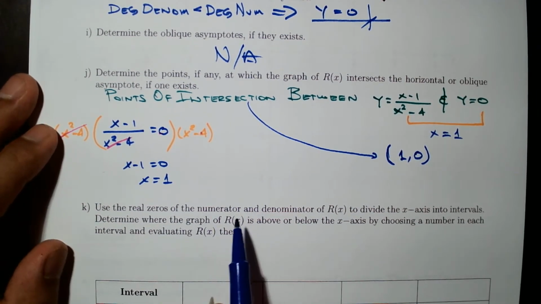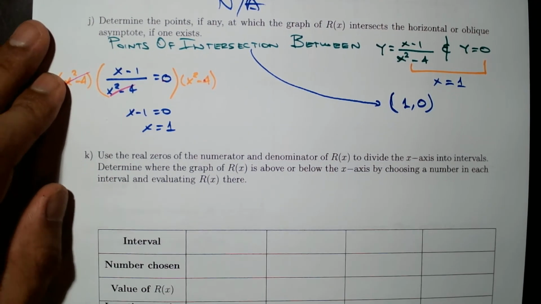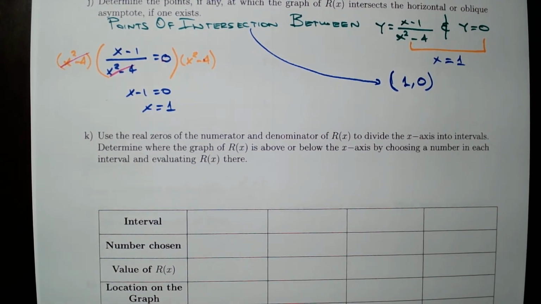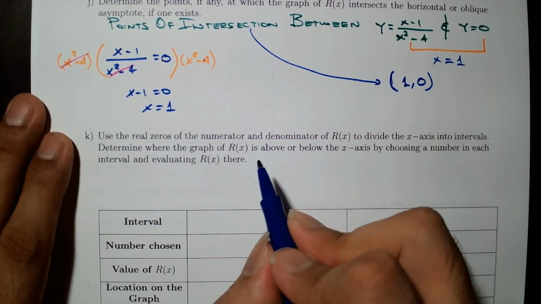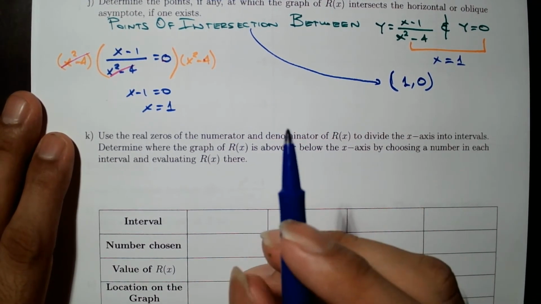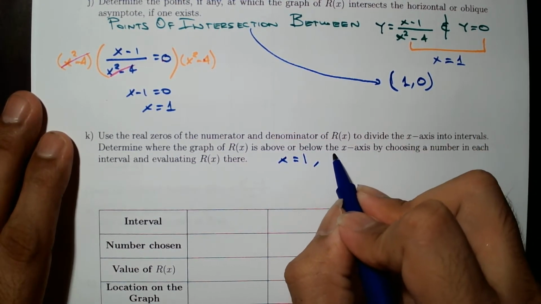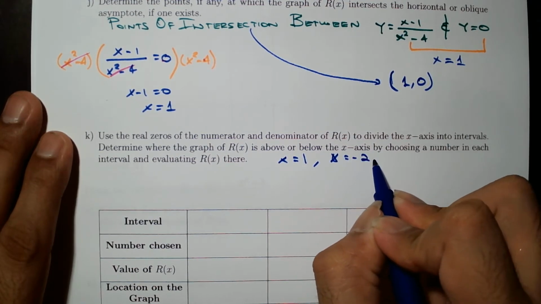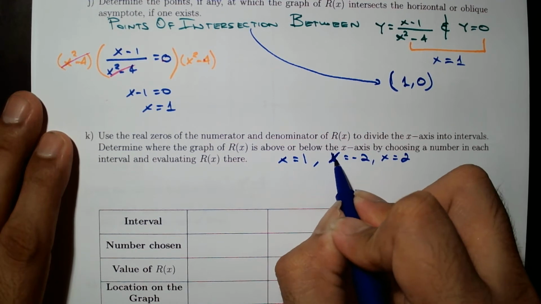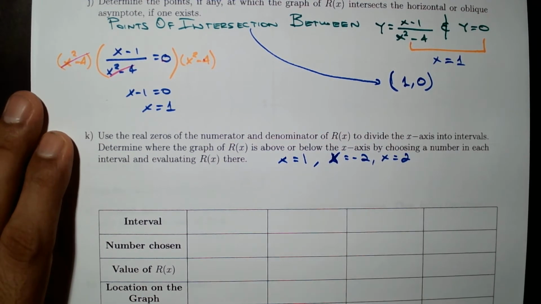Use the real zeros of the numerator and the denominator of R to divide the x-axis into intervals. Determine where the graph of R of x is above or below the x-axis by choosing a number in each interval and evaluating R of x there. Okay, so of all the zeros, numerators and denominators, one of them is x equals 1. That's the numerator, and the denominators are x equals negative 2 and x equals 2.